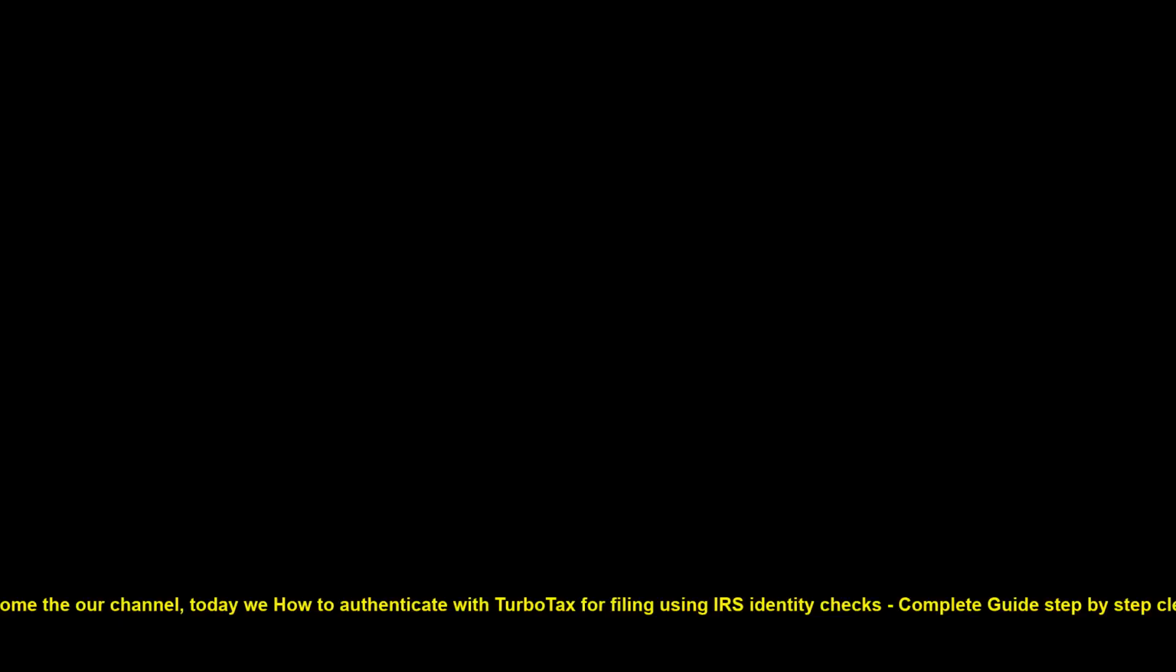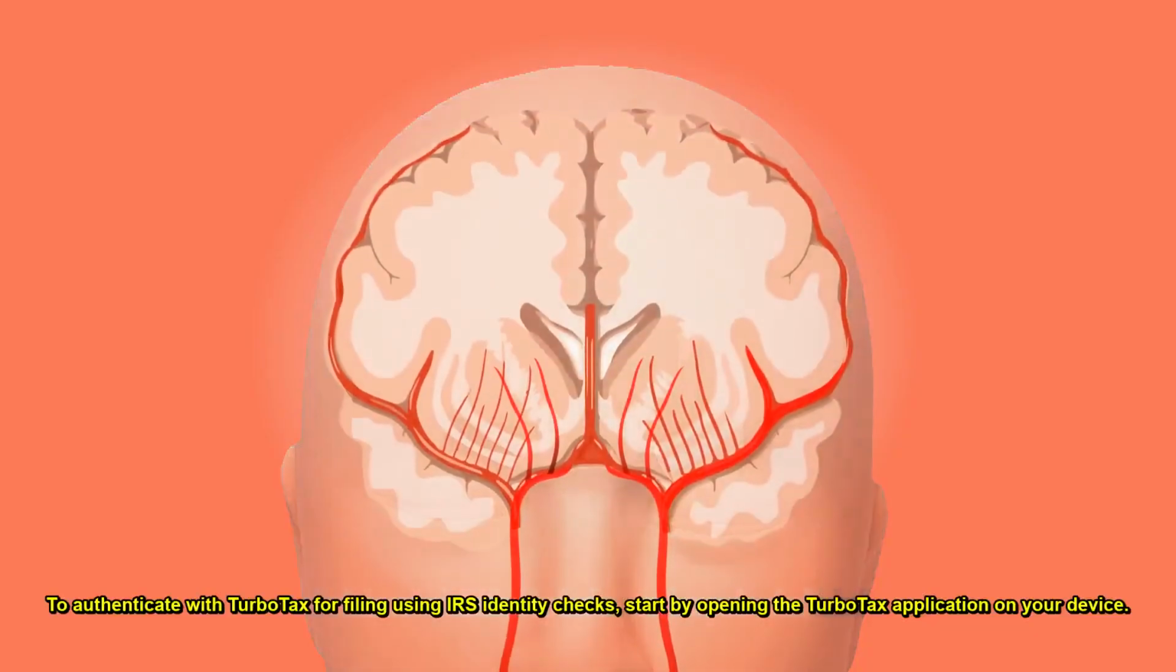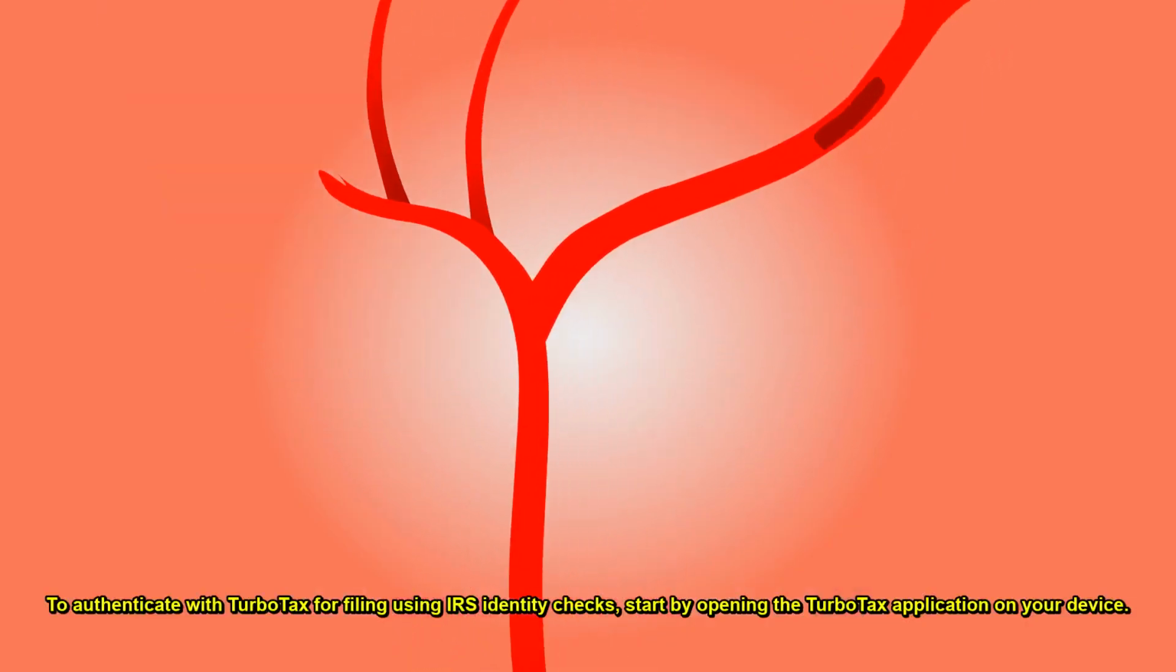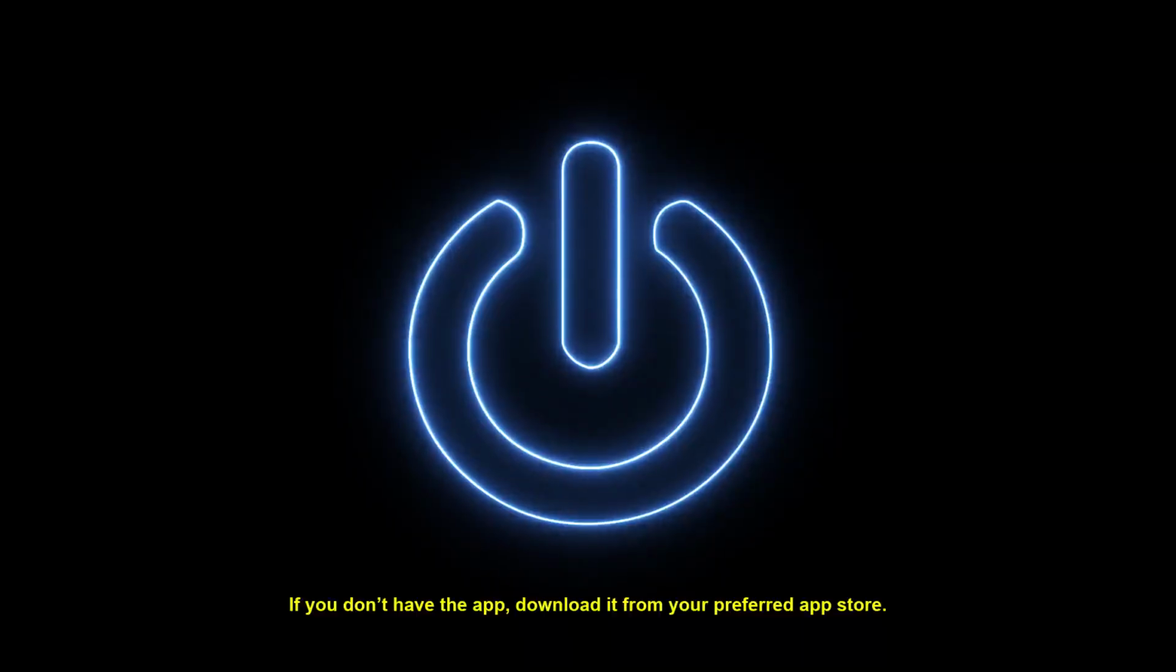Complete guide step by step clearly. To authenticate with TurboTax for filing using IRS identity checks, start by opening the TurboTax application on your device. If you don't have the app, download it from your preferred app store.